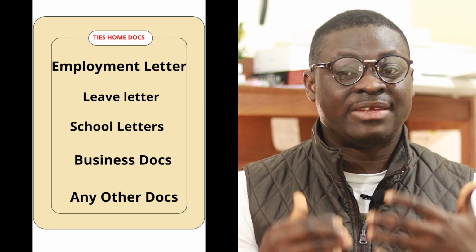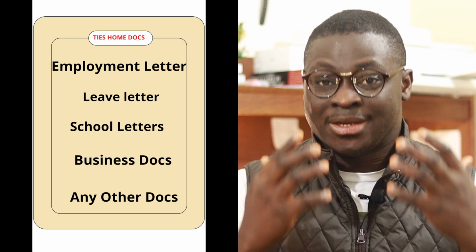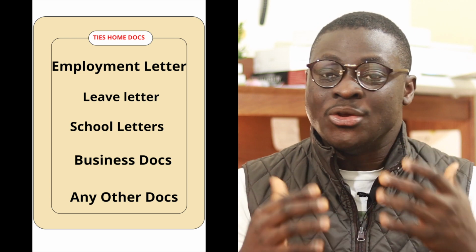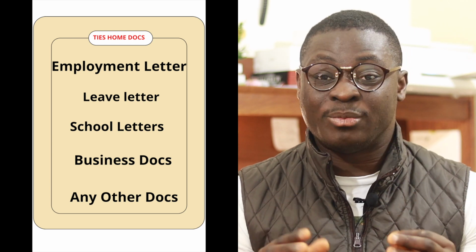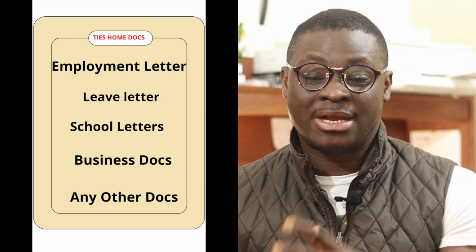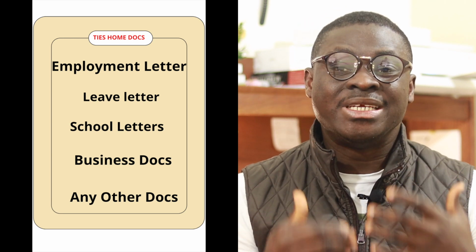You will also need letters from schools or school registration documents if you are a student. You will need business and financial documents to prove your assets and your ties back home. Sometimes you will also need some family documents such as marriage certificates and pictures. Also, remember to include any other document you believe can help your case. I will leave a link in the video description for you to download this document checklist. These are all the documents you need for your B1, B2 visa application.